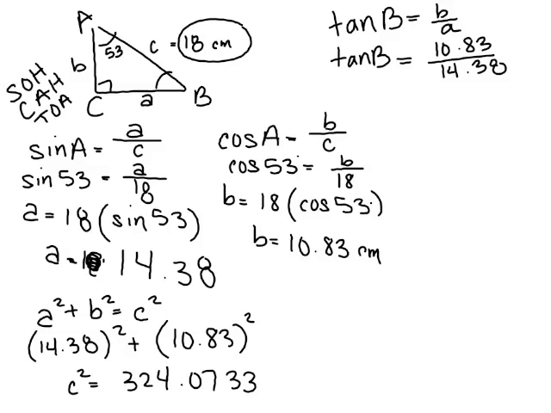10.83 divided by 14.38 equals 0.753129346. So either use your second function, tangent, or the table in the book. So B equals 36.98. We'll round that up and say 37 degrees. Okay, can you start to see how you can always check yourself 10 different ways?